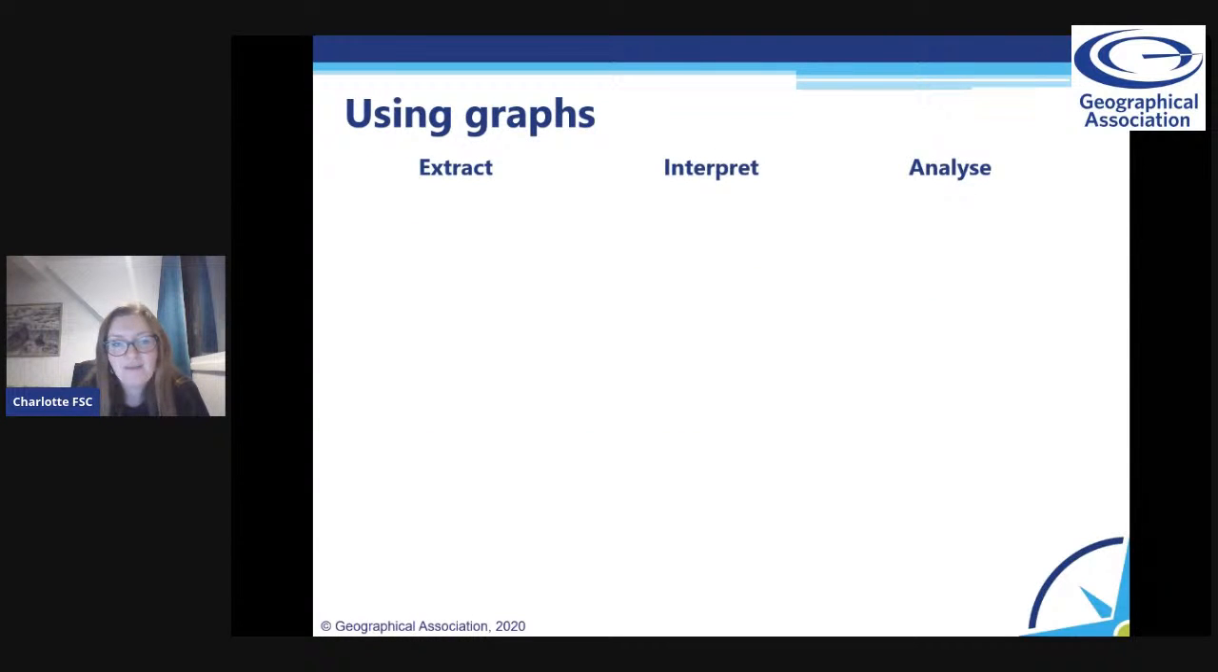However, it's not just completing a graph that you might be asked to do in an exam. You also need the skills to be able to extract data, interpret that data and say what the graph is showing, and analyze it. So maybe drawing comparisons between things or evaluating the quality of data, that sort of thing.